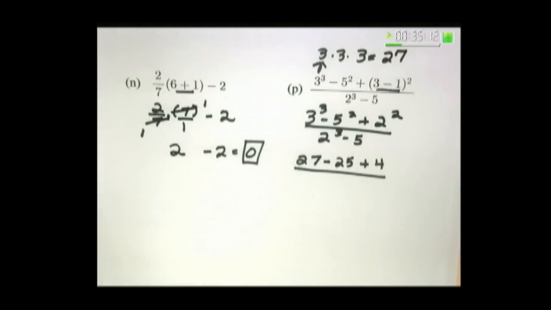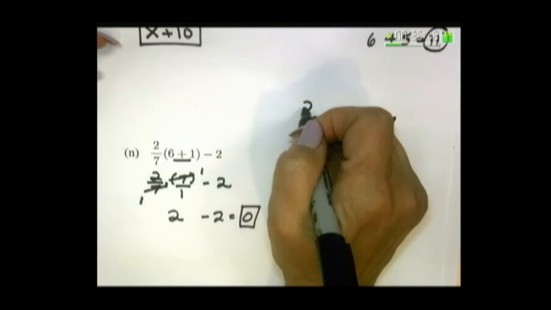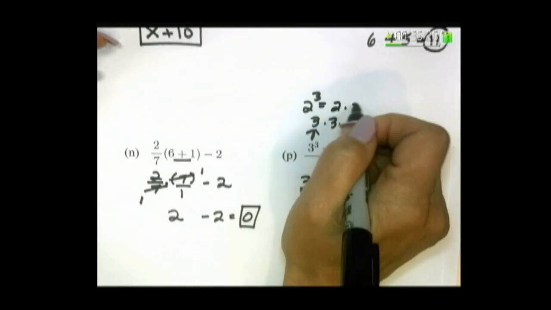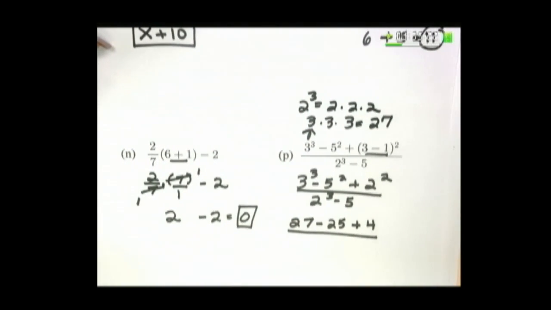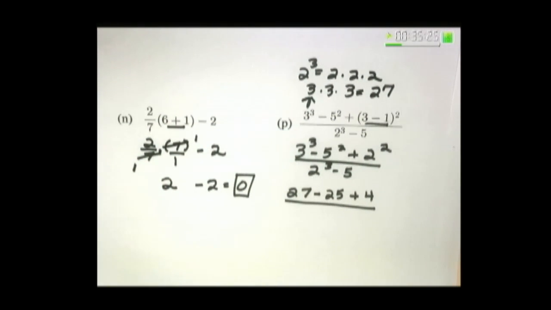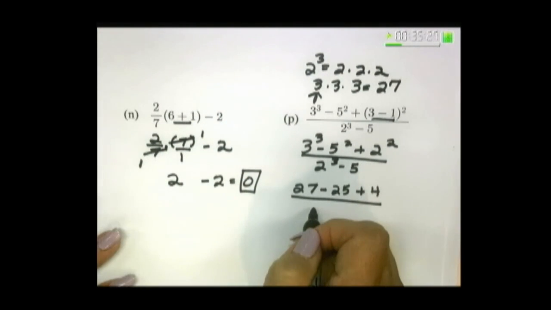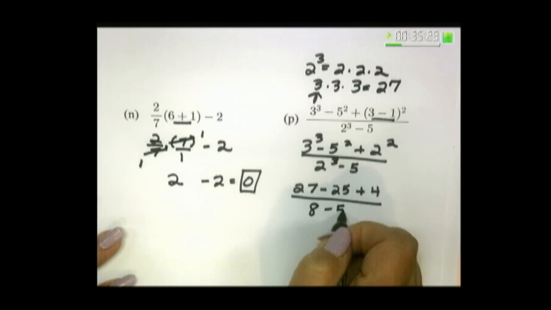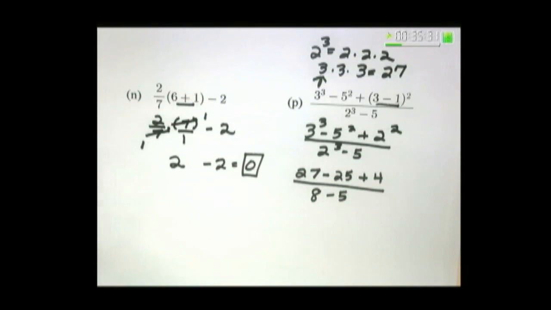2 cubed, is that 6? Of course not, because we never multiply the 2 by the 3. 2 cubed, or 2 to the third power, means that there are 3 2's that are multiplied together. 2 times 2 is 4. 4 times 2 is 8. So we get 8 minus 5 in the denominator.